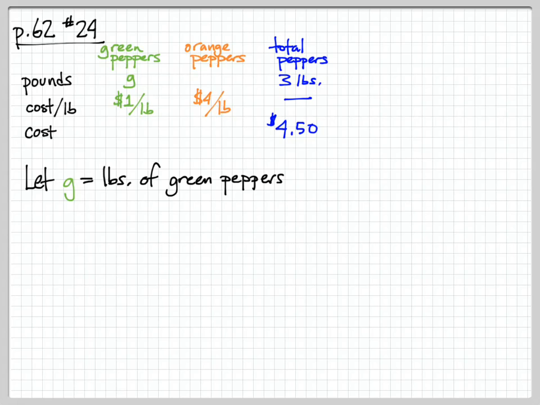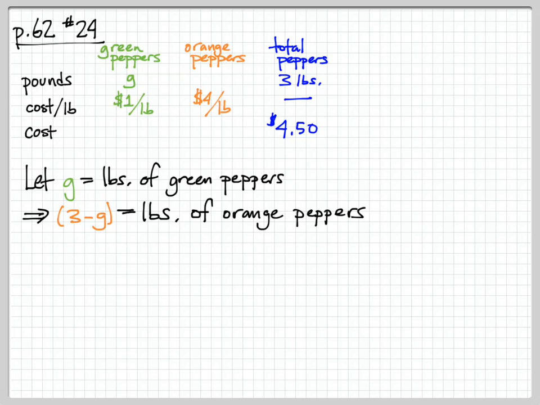And before I assign the variable o to it, I look at the information I've been given, and I realize that I've been told that I have bought 3 pounds of peppers, and so now I can express my orange peppers in terms of 3 minus g. So I'm going to use this to express it instead of defining a new variable, and this is the trick. That's what makes it possible.